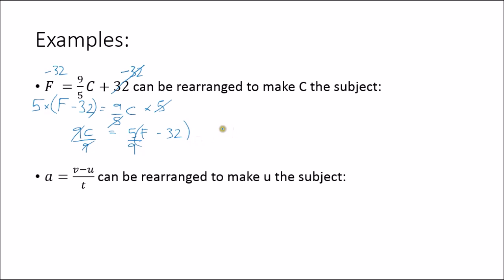Now I could express this perfectly well as 5 over 9 (F minus 32). That is probably the easiest way of doing this equation if you actually wanted to convert from one to another, because you just do the subtraction and then the multiplication.